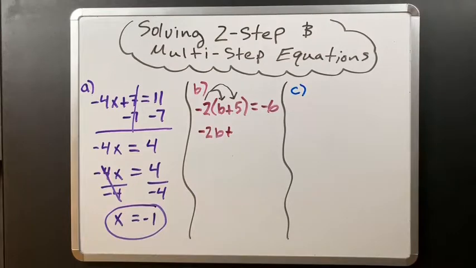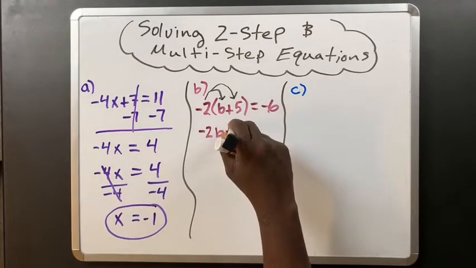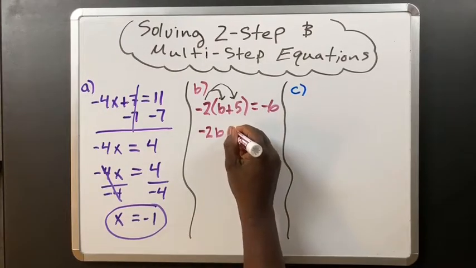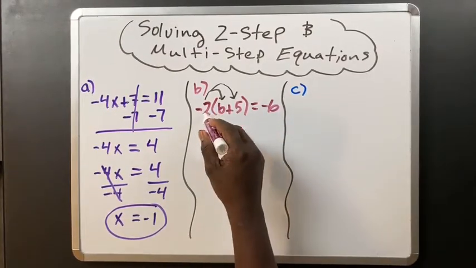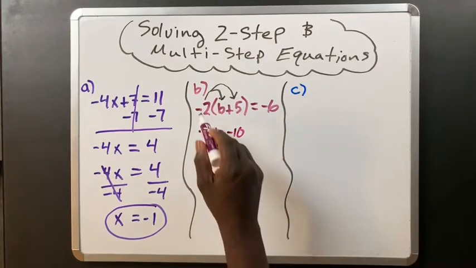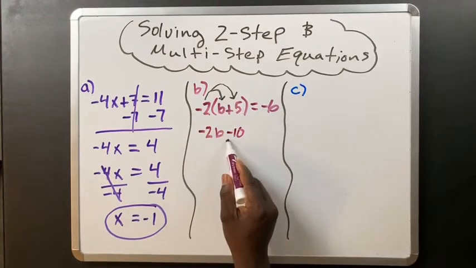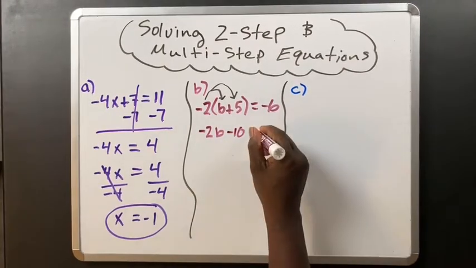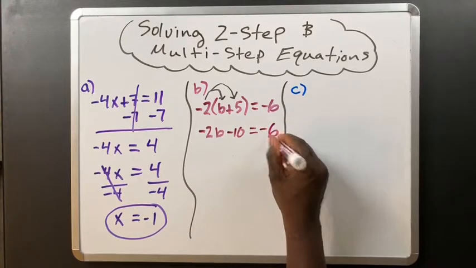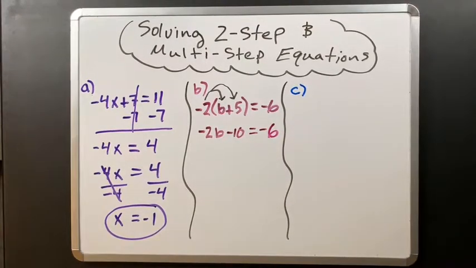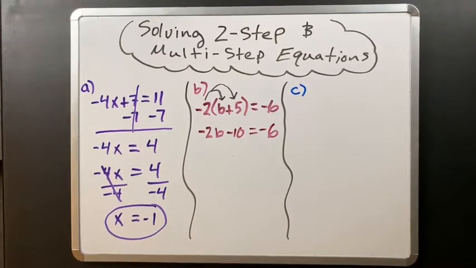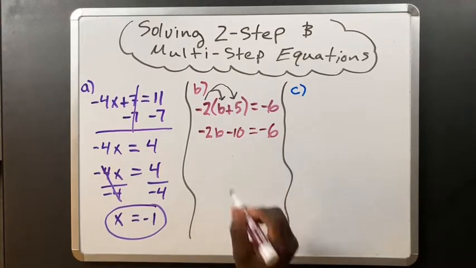So actually, I'm going to do it a little differently. Instead of writing plus negative 10, I'm just going to write minus 10. There you go. So negative 2 times b is negative 2b. Negative 2 times a positive 5 would give us that minus 10 right there. And we're going to set that equal to, bring down the negative 6. Okay, now we need to get rid of the negative 2, which is the coefficient, and the negative 10, which is the constant. Remember, we get rid of the constant first, negative 10.